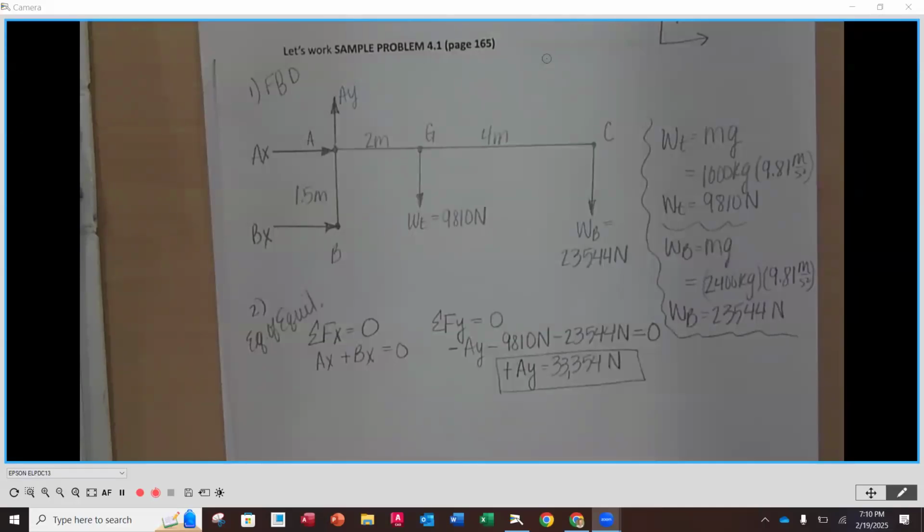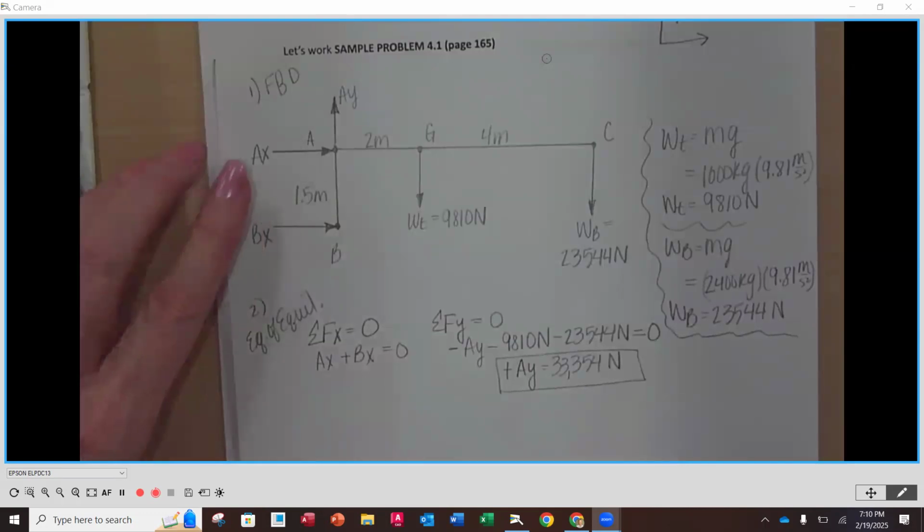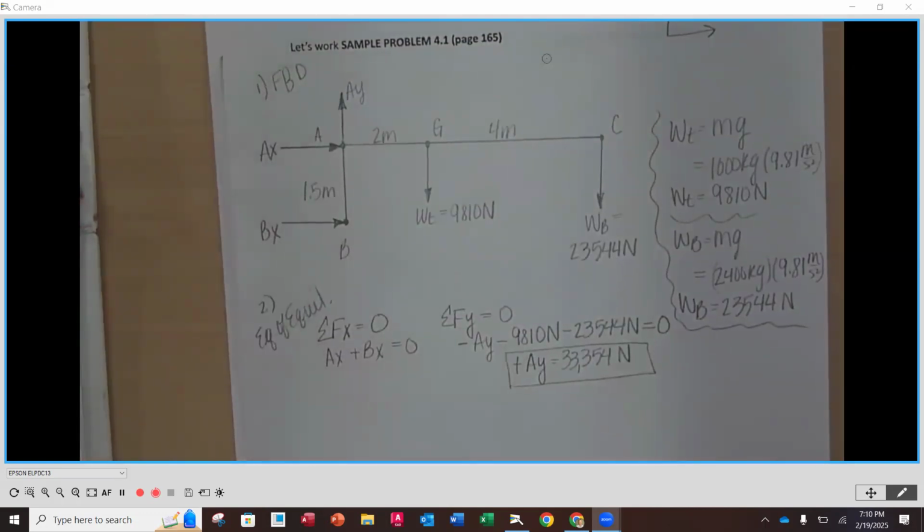Okay, and I have one more equation of equilibrium. I'm going to sum my moments. Now I have to sum my moments around one of the points where my unknown forces are. They're at A and at B. So where do we want to sum around? Do we want to sum around A or B? Let's just do A.